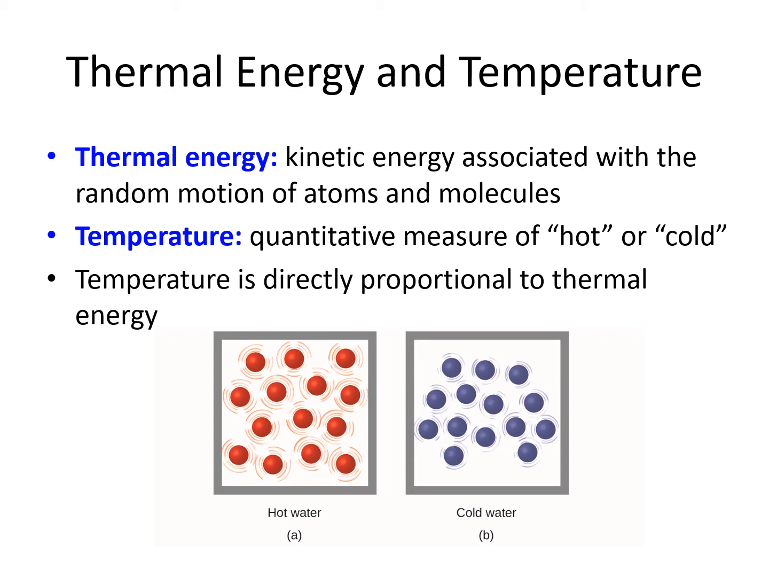So in the picture, you can see the hot water has a lot of lines around each of the balls. That indicates that it's moving more. So it has a higher thermal energy. And in terms of temperature, we would measure it and say that it's hot. For the cold water, it has fewer lines around it, indicating that it's jiggling less. There's less kinetic energy associated with it. So thermal energy is lower. And also, when we measure its temperature, we find that it's cold.